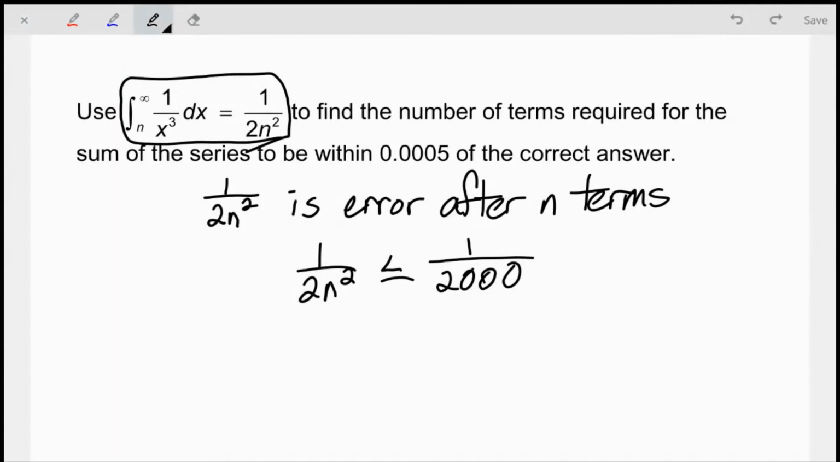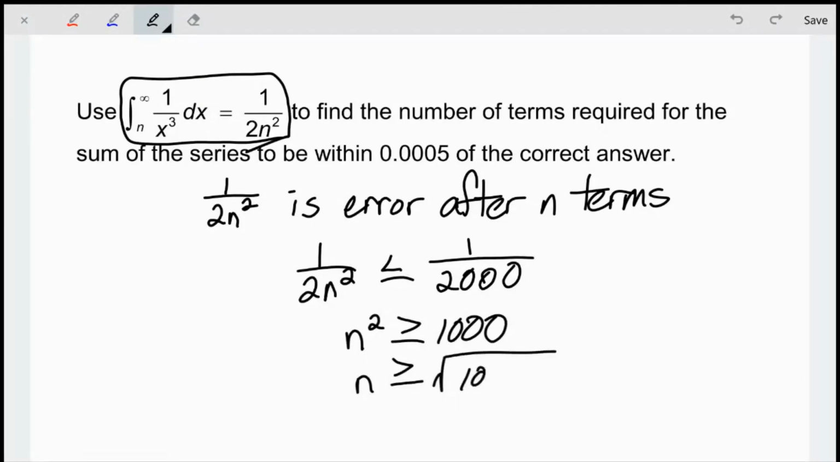Okay, so now I'm going to solve this out. Essentially what I'm saying here is n squared has to be greater than or equal to 1,000. And then I can just look at that on the calculator, or you can just think about, well, that means n is greater than or equal to the square root of 1,000. Well, that's going to give me a decimal. That's 10 root 10, which is about 31.62.